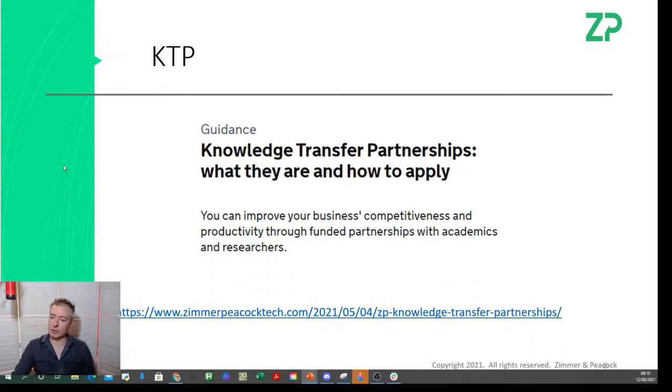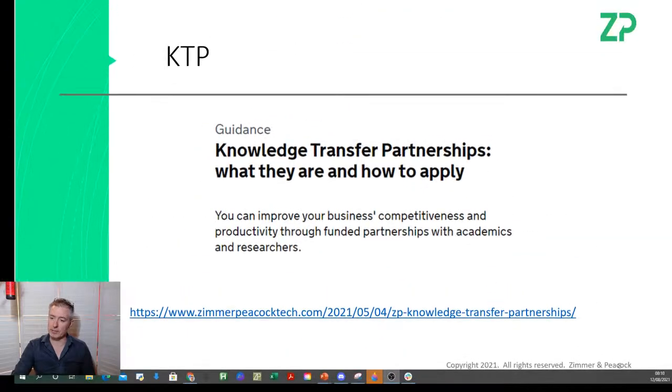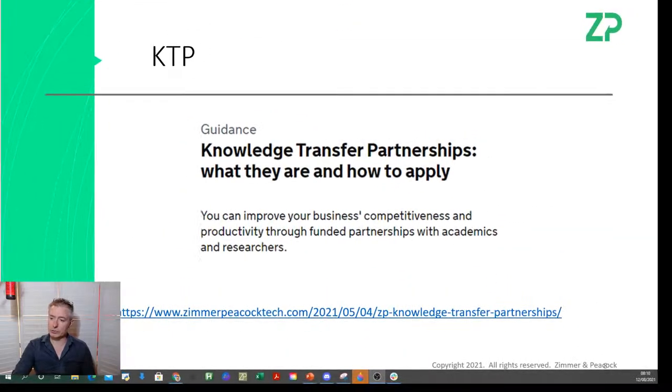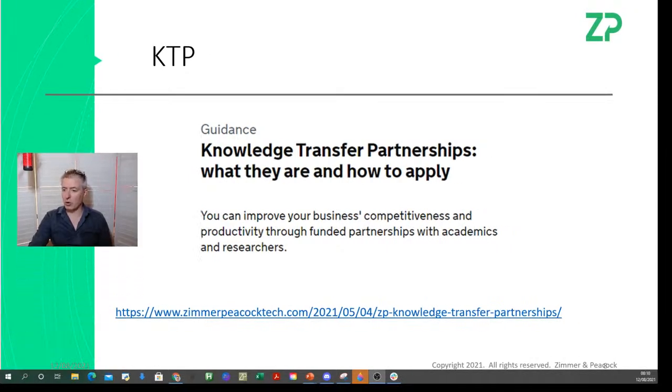The KTP is a knowledge transfer partnership. At the moment I'm talking to Newcastle on behalf of one of our colleagues at the ZP Developer Zone. So the KTP is one way in. We have a KTP at the moment. A KTP is essentially a job position, and you bridge between a university and a company. So Zimmer Peacock has a KTP at the moment. We have it with the University of Swansea, and that one's really good.